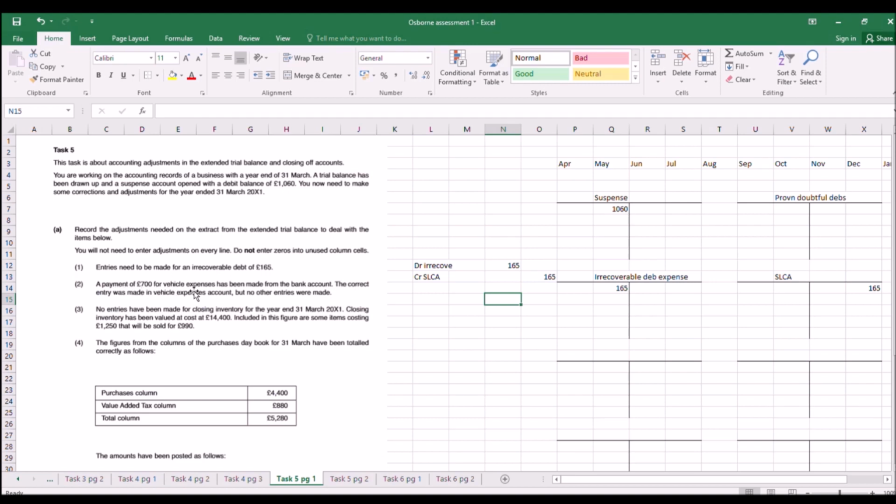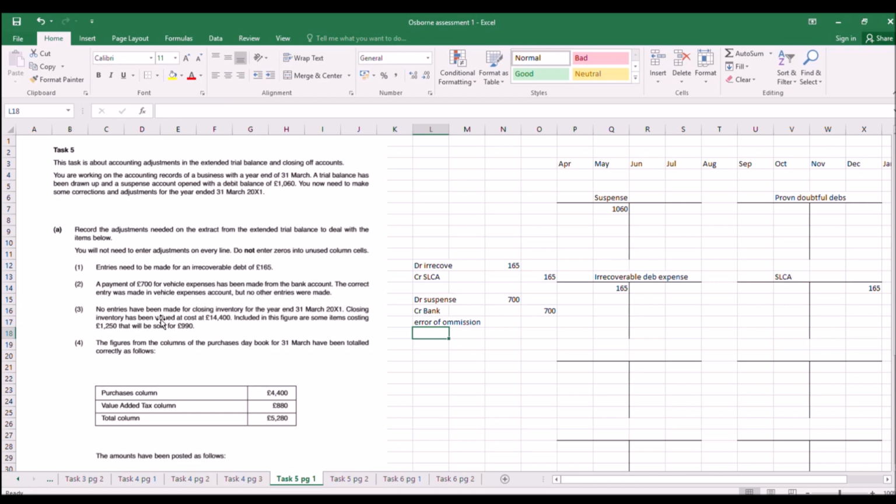A payment of £700 for vehicle expenses has been made from the bank account. The correct entry was made in the vehicle expenses account, but no other entry was made in the bank. So we've got a bank account. So we're going to have in here, then it will be, let's do the credit first, credit the bank, so that's what we did because we missed that out, that's the error of omission, and we're going to debit our suspense 700, being, and let's see what this is, error of omission, isn't it? Error of omission.